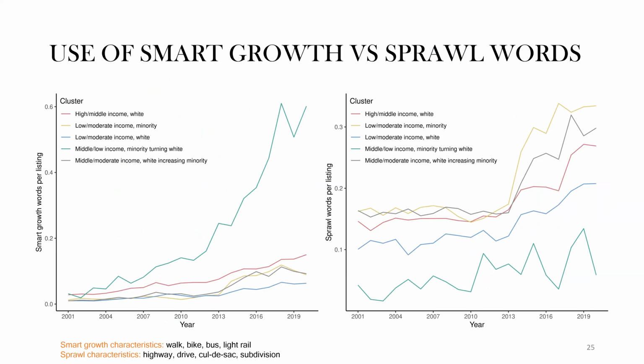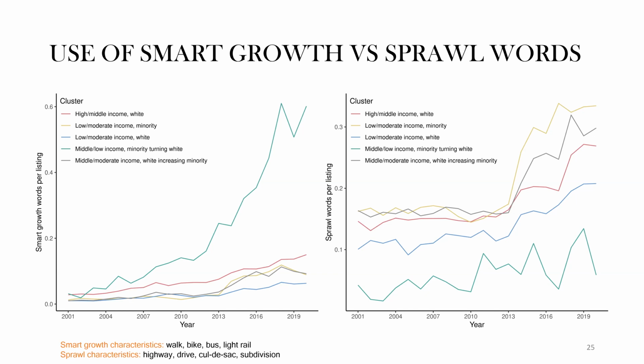So now we link these two together. And so what we did was we looked at, remember, we classified the neighborhoods into these 5 different types of neighborhoods according to the mortgage lending profile of who's applying for loans. And then we looked at the share of these different words related to either smart growth or sprawl within these neighborhood types. And what we see is the use of smart growth words kind of explodes in neighborhoods that are this green color, which is the low to moderate income minority that are turning white. So as the population is changing, the neighborhood is remaining the same. But the words advertising those properties start to pick up, and you see more and more mentioning of walkability, smart growth characteristics, light rail, bus, bike, as the neighborhood becomes increasingly white over time.